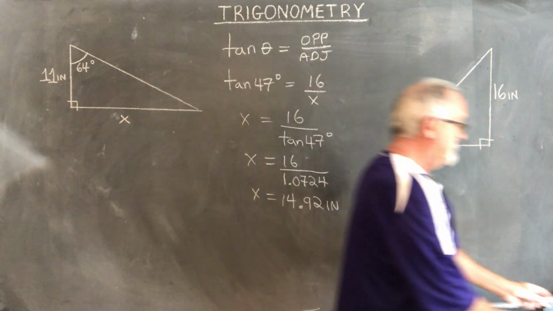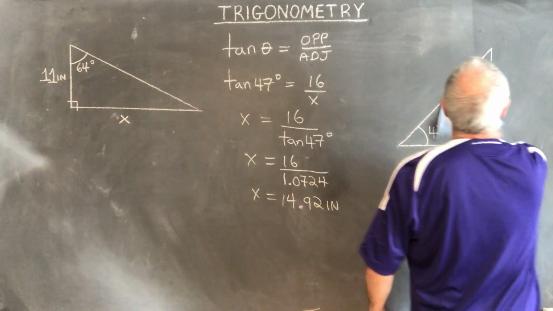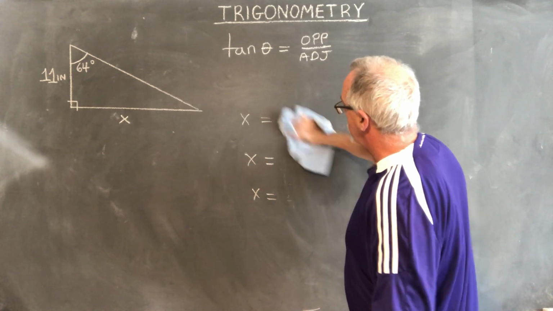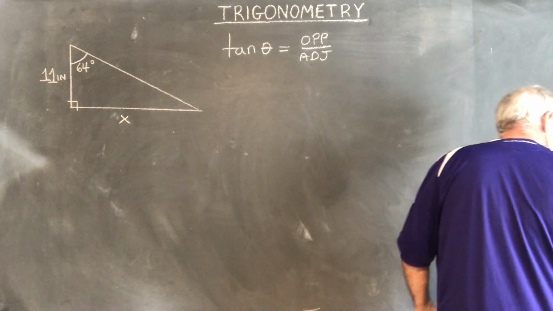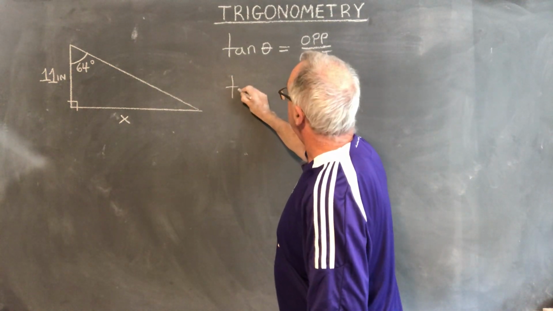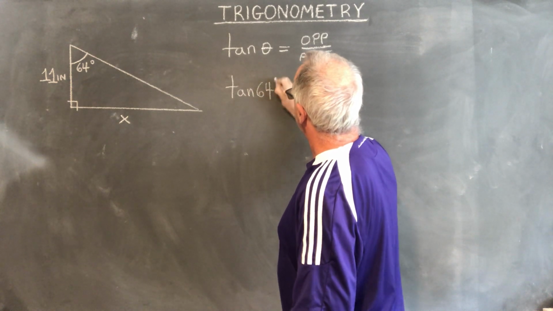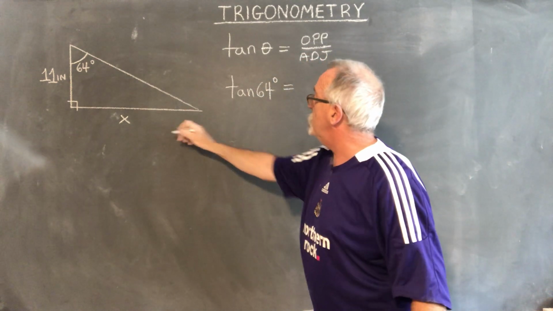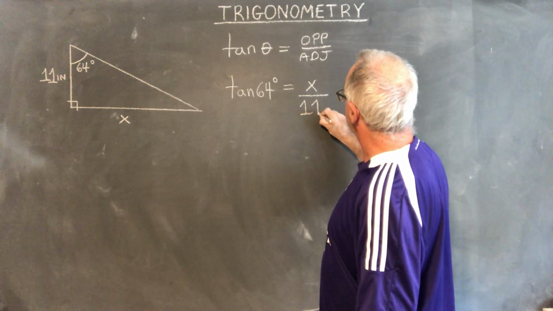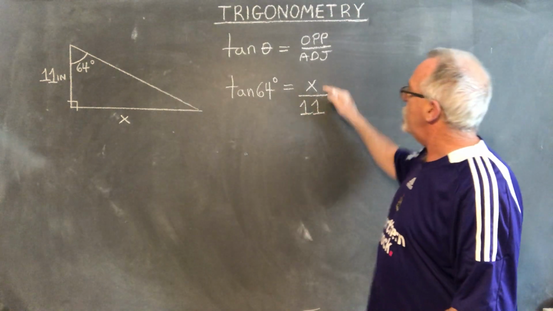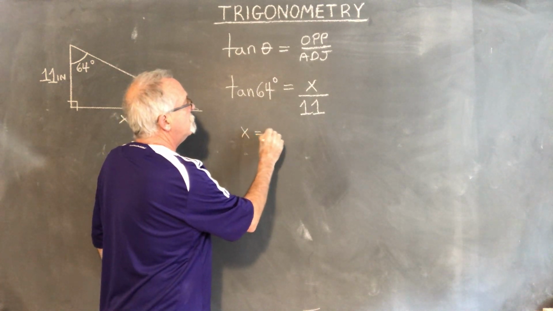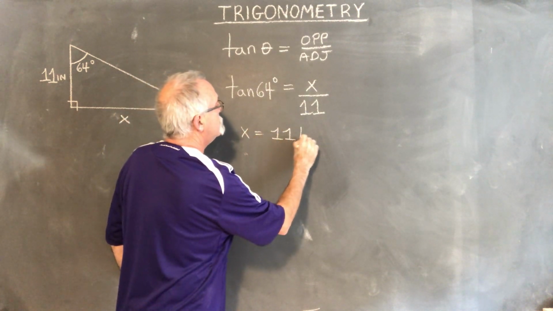Let's use the formula. We will erase this example, and I'll erase all of this except the formula itself, the empty, unfilled-in version of the formula. We want to keep that there. So, filling in the formula, tan of 64 degrees is equal to the opposite, which is the x, over the adjacent, which is the 11. And then the algebra: the variable is not in the denominator, so I'm not doing the trade. x is going to be equal to 11 times tan 64.